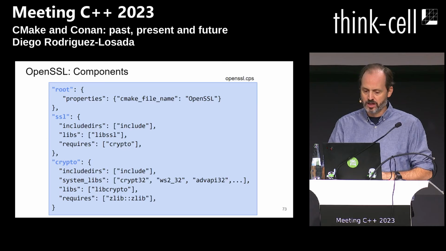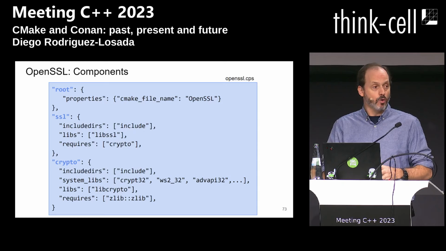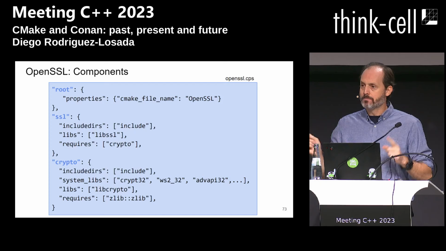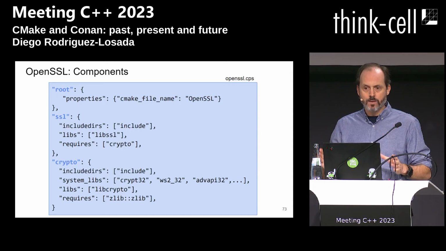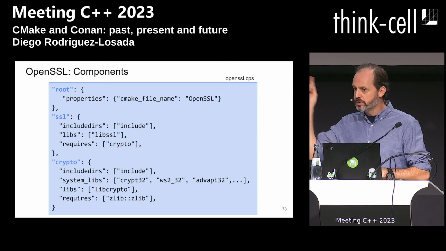And we call it components. So a CPS should also be able to model what is inside a package. And a package can be more than one library. There is no way that we are splitting OpenSSL into one package per library. OpenSSL maintainers won't do this. So we have to accept that one package should be able to have more than one library at the same time. Some users will want to link with both, and some users will only want to link with one of them. And there should be a way to represent that.